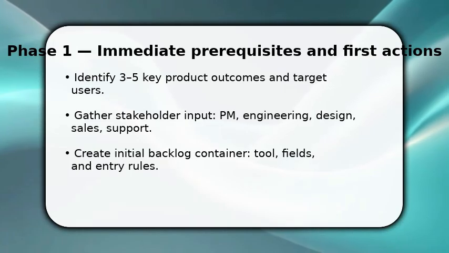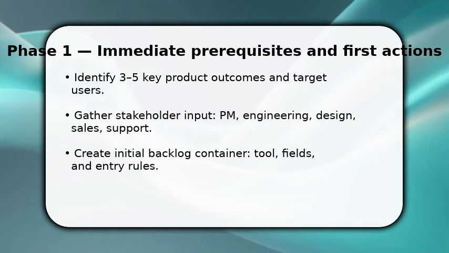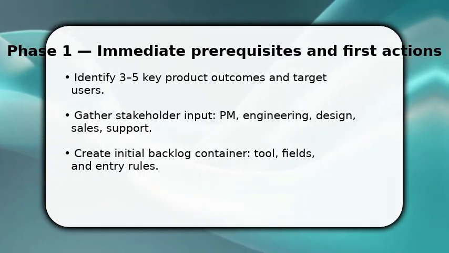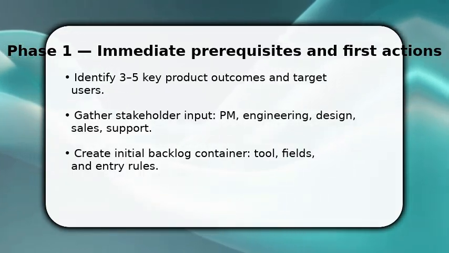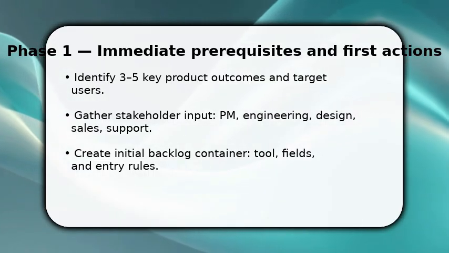You begin by defining the outcomes you want. Focus on 3-5 high-value goals so priorities are clear. Once done, collect stakeholder input, PM, engineering, design, sales, and support to capture diverse needs.